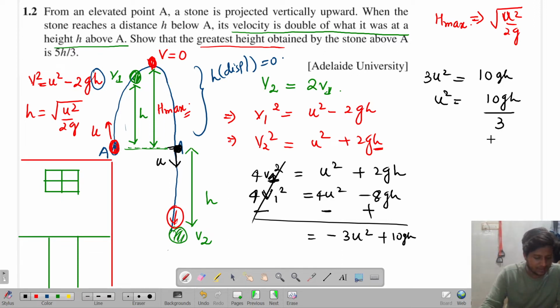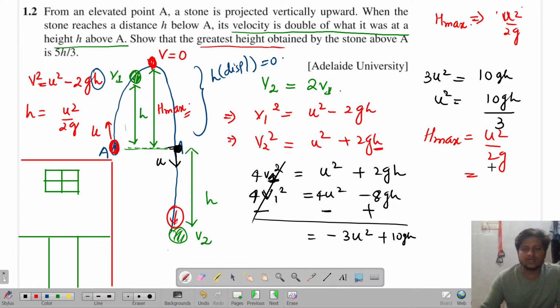Yes or no? Okay. Now, yes sir. This is not going to be a root over here. Okay. So h max becomes how much? h max is nothing but u square upon 2g, and u square is 10gh by 3. So it has become 5gh by 3g. g got cancelled and h max is nothing but 5h by 3, which is verified. Yes or no? Got this.